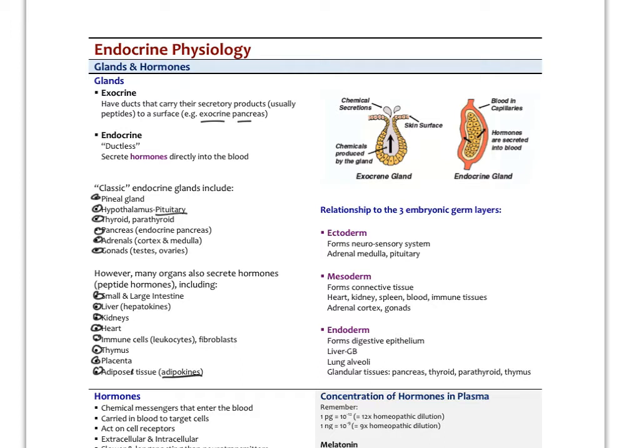Now, embryonically, the glands really come from all three germ layers. So from the ectoderm, remember that forms the nervous sensory system. The adrenal medulla and the pituitary come from the ectoderm. The mesoderm, really this forms the adrenal cortex and the gonads. And the endoderm, which is really the source of your metabolic digestive organs and activity and mucosa, this forms the pancreas, the thyroid, parathyroid, and thymus. So the germ layers really go into forming all the different glands.